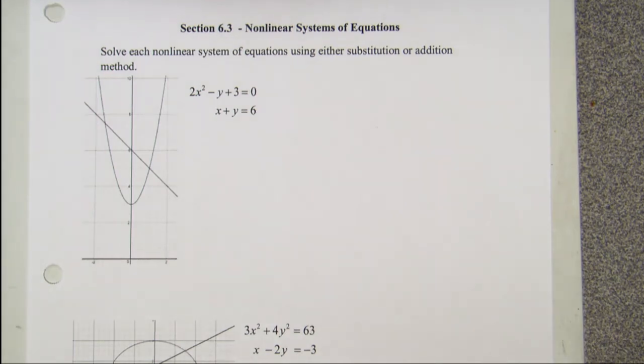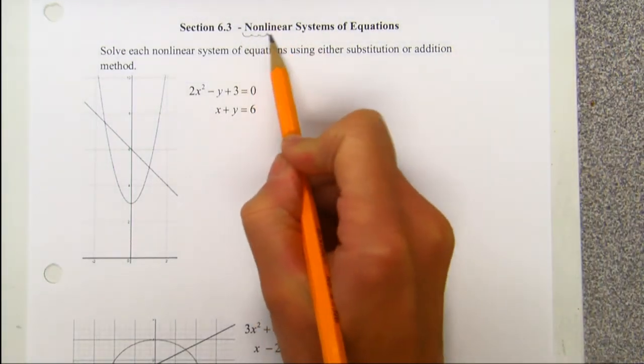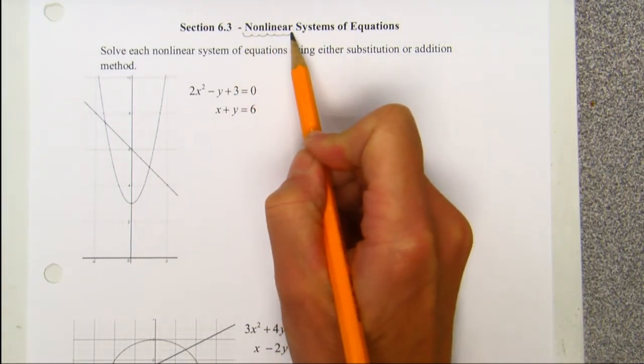All right, section 6.3 is called nonlinear systems of equations. Remember, a system of equations, we're looking at more than one equation at the same time, and we're trying to figure out what points they share in common if you were to graph them. We've been doing this with lines, but now we're going to do it with nonlinear systems. That means they're not lines anymore.